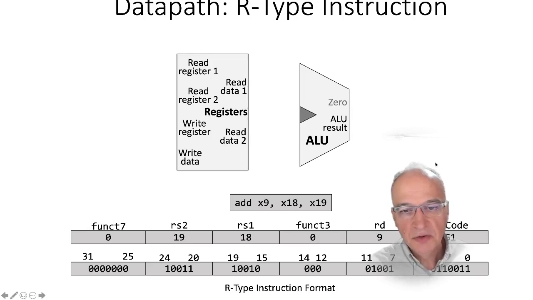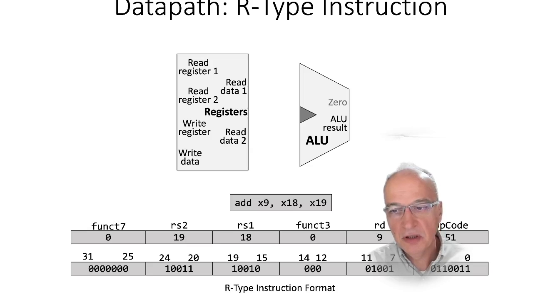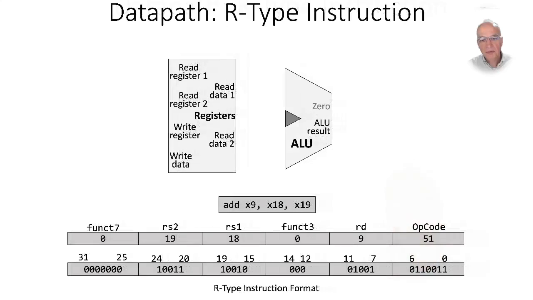So to build the data path, we need to go back and think about the format of the instructions. To walk us through the process step by step, we're going to start with building a processor that can only execute the add instruction. Then later we'll expand this design so that we can also execute memory access instructions such as load and store. And then we're going to expand it again so that we can execute the branches.